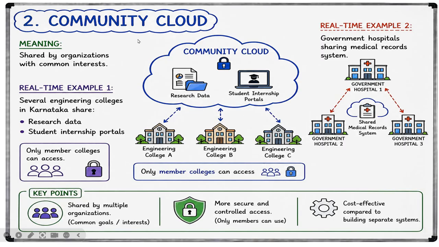So here the key points for the community cloud are: it is shared by multiple organizations who are having the common goals and common interest, and it is more secure with controlled access, that is only the members can use.